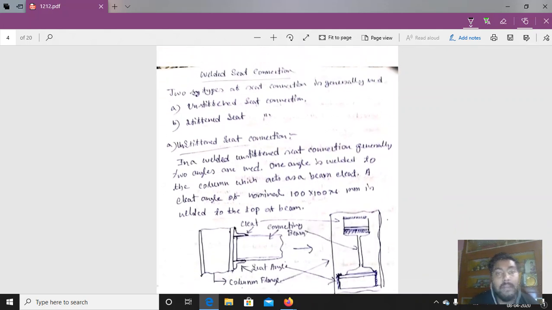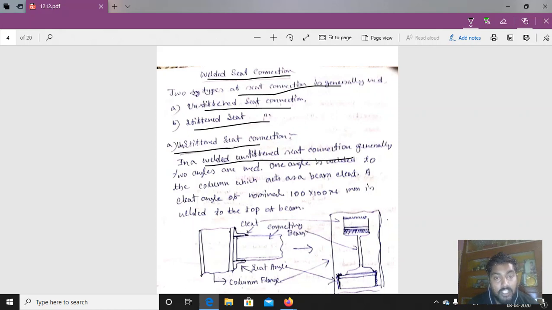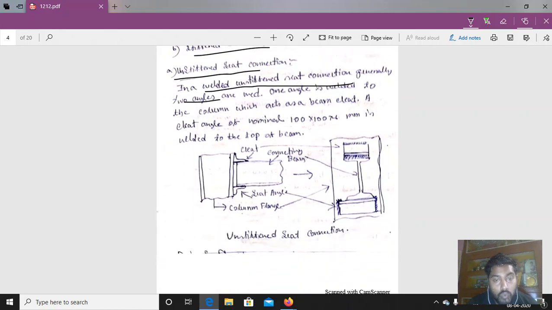Okay, now coming to the seat connection, the welded seat connection. As in the case of the bolted connection, the welded seat connection is also of two types: unstiffened seat connection and stiffened seat connection. What is the meaning of unstiffened seat connection? There will be no extra stiffening bar. In a welded unstiffened seat connection, two angles are used. One is the seat angle.